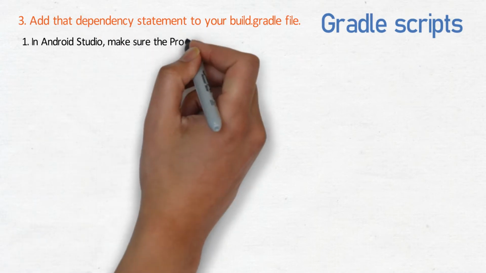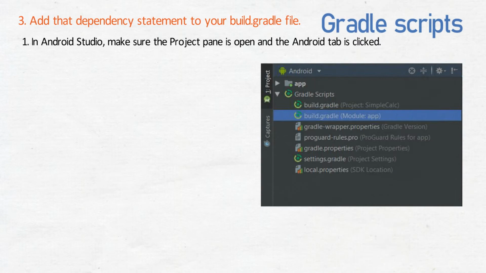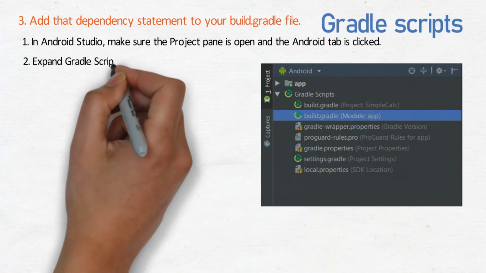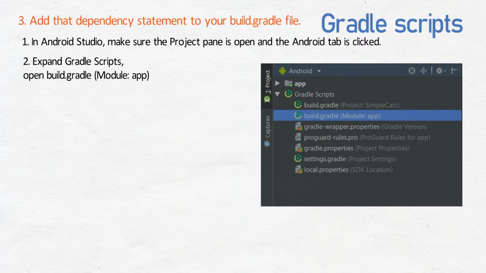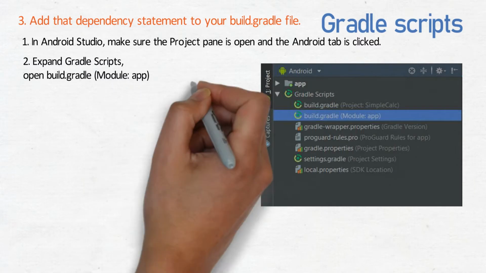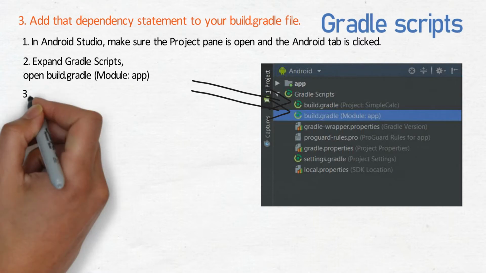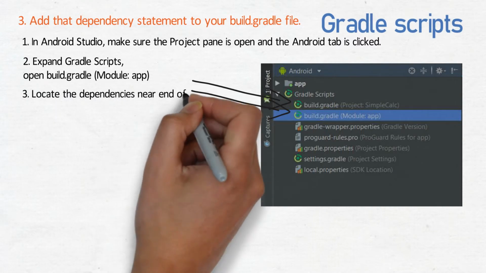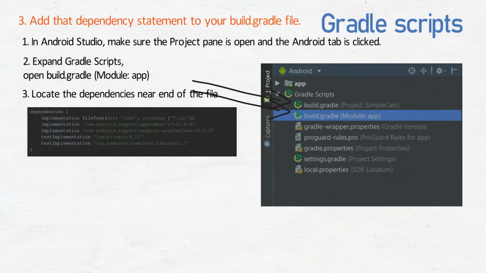First, in Android Studio, make sure the project pane is open and the Android tab is clicked. Second, expand Gradle Scripts if necessary and open the build.gradle (Module: app) file. Note that build.gradle for the overall project is a different file from the build.gradle for the app module. Third, locate the dependencies section of build.gradle near the end of the file. The dependencies section for a new project may already include dependencies on several other libraries.